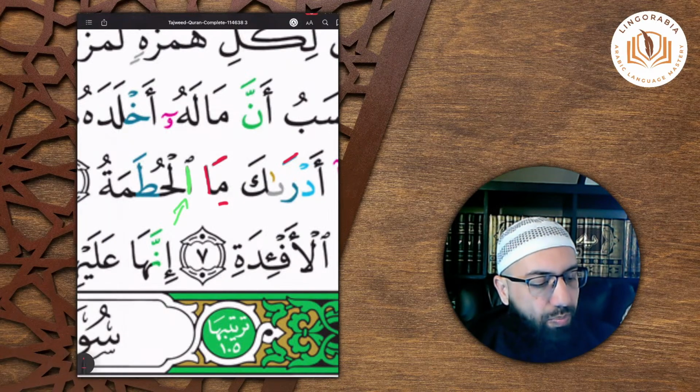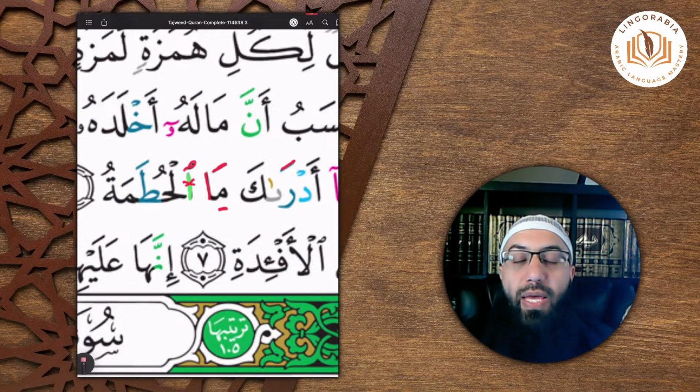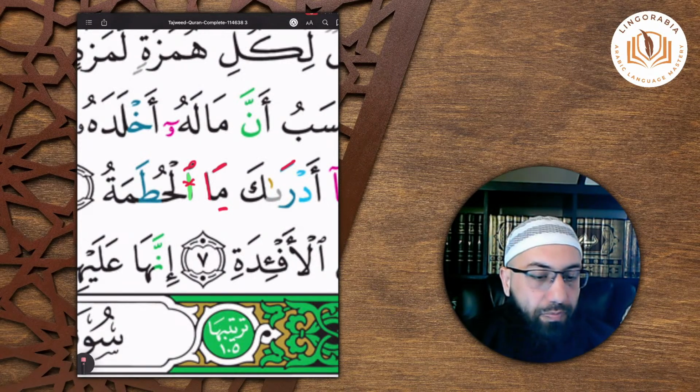Because if you started with this, you would say al. So this is hamzatul wasl, and you can recognize it by this shape on the letter. Hamzatul wasl is the hamza that you never write. You pronounce it in the beginning and you drop it in the middle of speech. So in this case, this hamza is not pronounced.